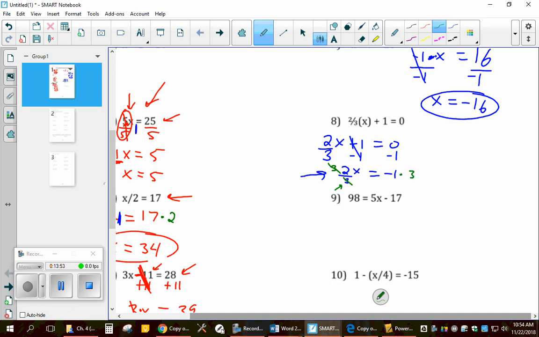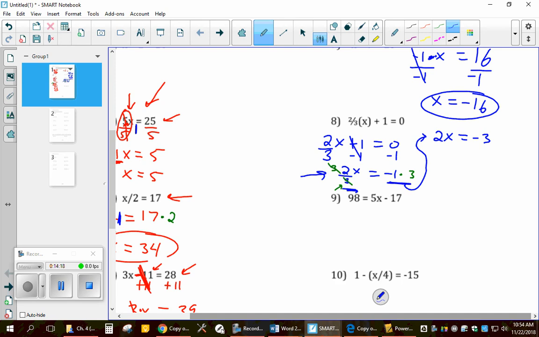And I hate this because I'm running out of room, but let's write it. Let's keep going up here. You probably have more room than me. Okay, so what we have left here, right? I got rid of that 3. So I just have 2x is equal to, and then what was negative 1 times 3? Negative 1 times 3 is negative 3. All right, so we're close. We just got one more step to do.